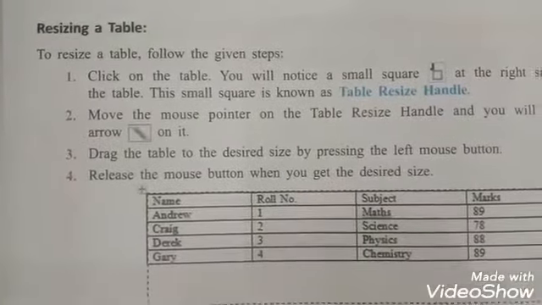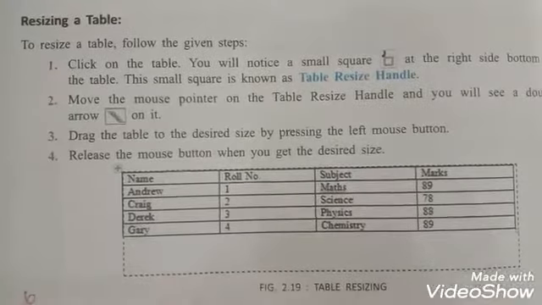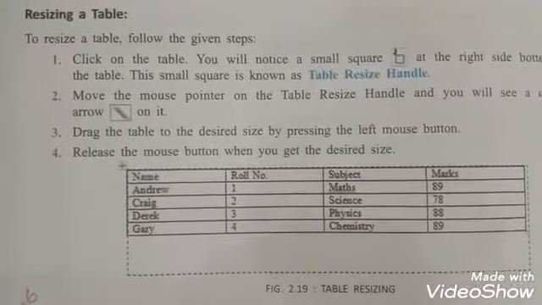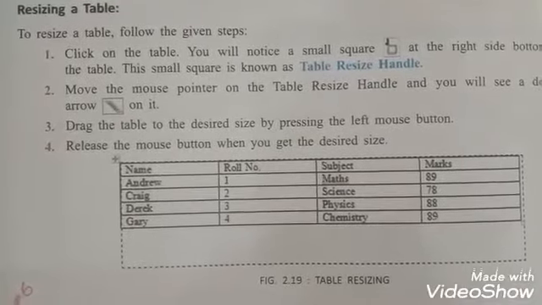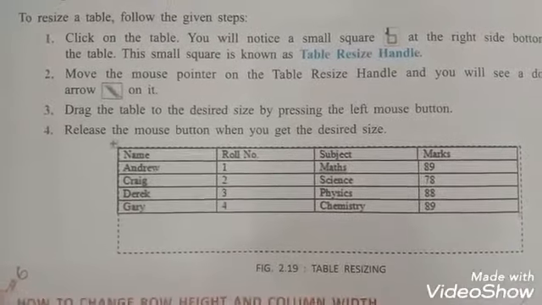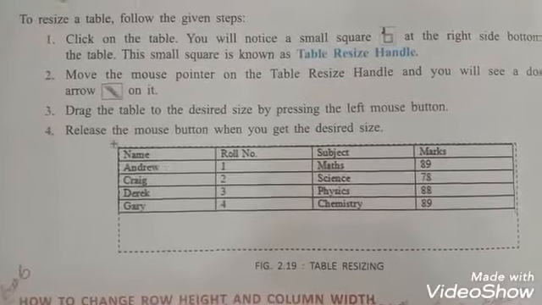Move the mouse pointer on the table resize handle and you will see a double-headed arrow on it. Drag the table to the desired size by pressing the left mouse button. Release the mouse button when you get the desired size.